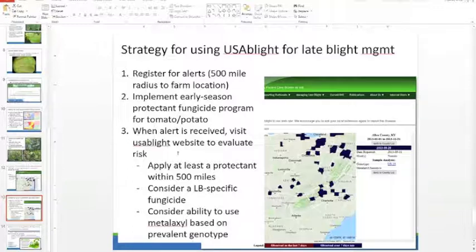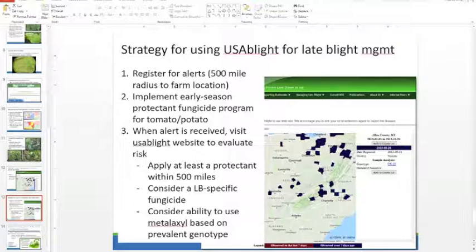The third step is when you get an alert for your tomato or potato crops, you want to go to the website to evaluate risk. So if it's within 500 miles, you want to apply at least a protectant fungicide before the next rain event. Definitely consider a late blight specific fungicide if tomatoes or potatoes are a very important part of your operation. And then what's slightly different about this is that there's a genotyping program.